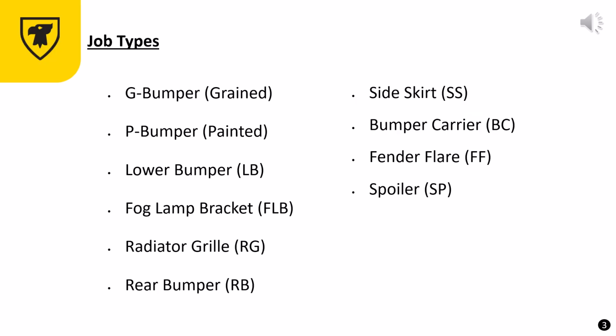These are the key job types considered in our scheduling project. They include both grained and painted bumper types, like grained bumper and painted bumper, along with other injection molded trim components such as lower bumper, fog lamp bracket, radiator grille, rear bumper, side skirt, bumper carrier, fender flare and spoiler. Each part has a unique mold and processing time, which directly impacts the machine allocation and mold changeover direction in the scheduling model.